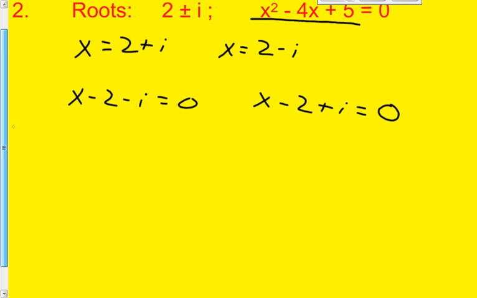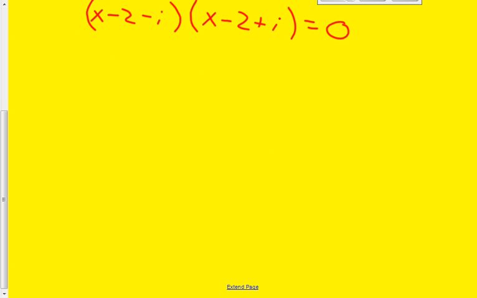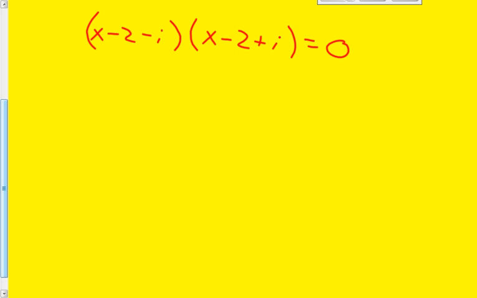So now we're going to multiply these two binomials together. x minus 2 minus i multiplied by x minus 2 plus i equals 0. It can be very intimidating to multiply these together right away, but remember that tip. Whenever you multiply these together, we always get complex conjugate pairs, which means the i's are always going to cancel out. So we're going to multiply this x times everything in here. x squared minus 2x plus ix. x times i is ix.